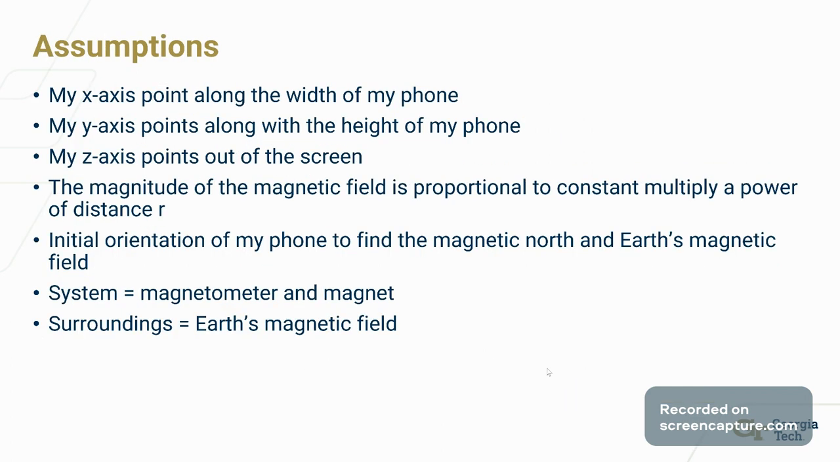So my assumption was that the x-axis was pointing along the width of my phone, the y-axis was pointing along the height of my phone, and the z-axis was pointing out of the screen. The magnitude of the magnetic field is proportional to a constant multiplied by a power of distance r. The initial orientation of my phone was to find the magnetic north and Earth's magnetic field. The system was the magnetometer and the magnet, and the surroundings were Earth's magnetic field.